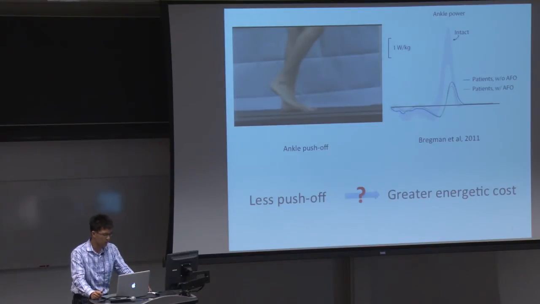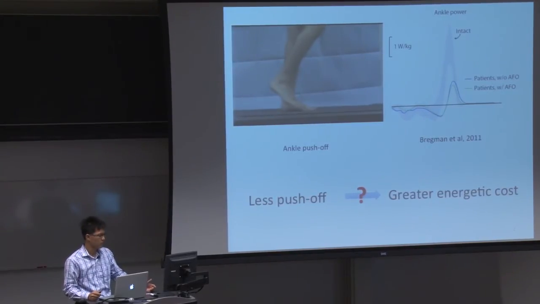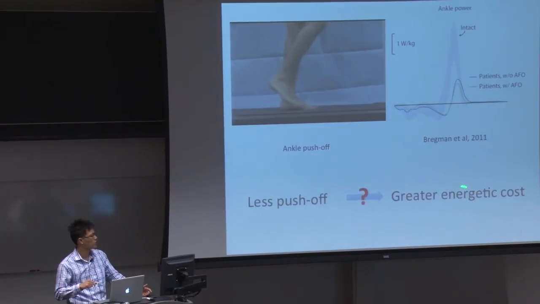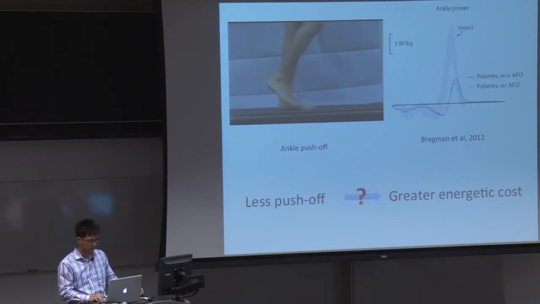However, most patients have not just less push-off. They also have some other disability, like less muscle force or instability in walking, which also costs more energy. So it's hard to say what the relationship is between less push-off and greater energetic cost. So in this research, we are going to study the relationship between less push-off and the energetic cost.